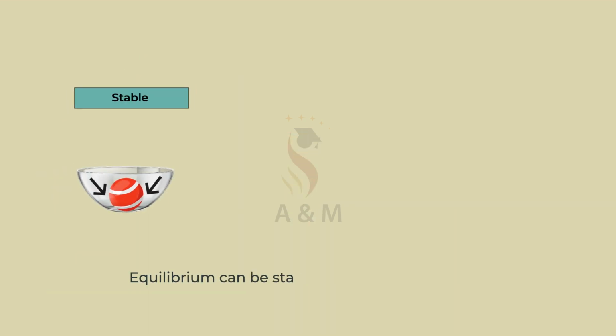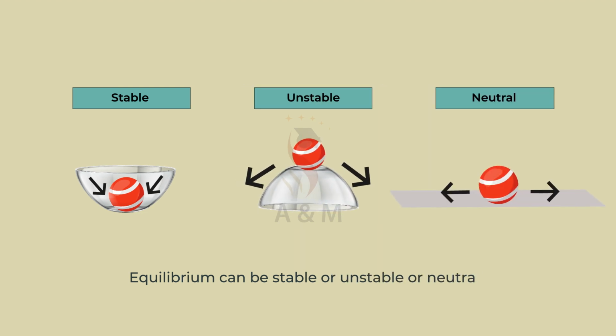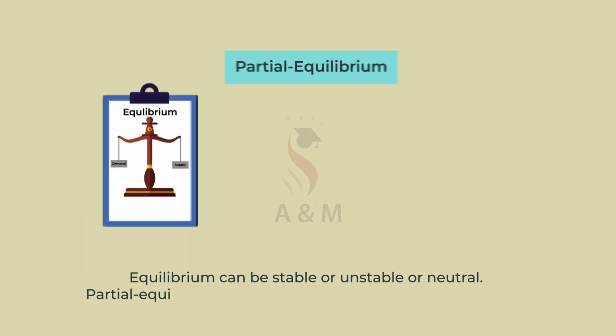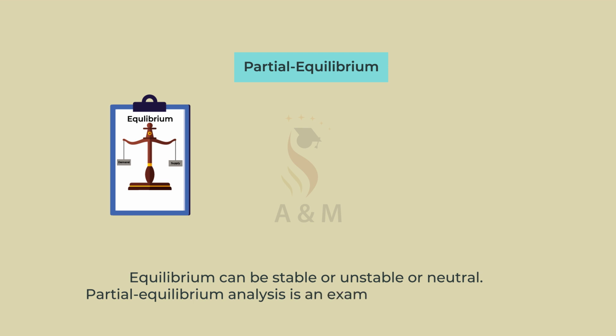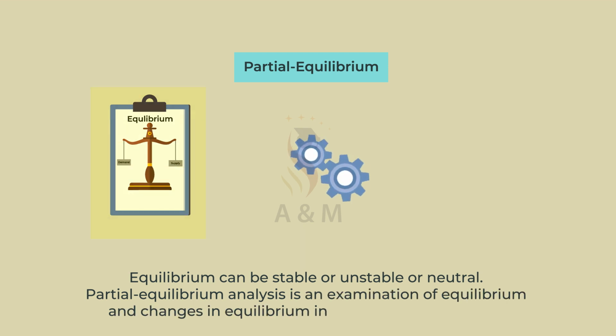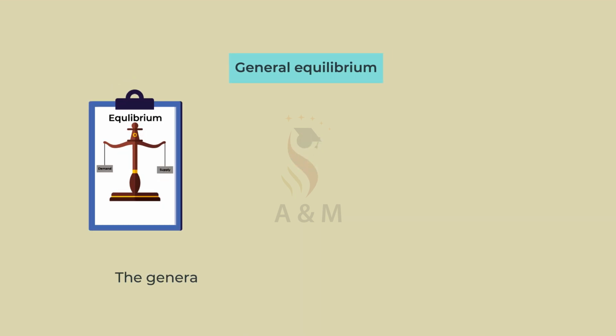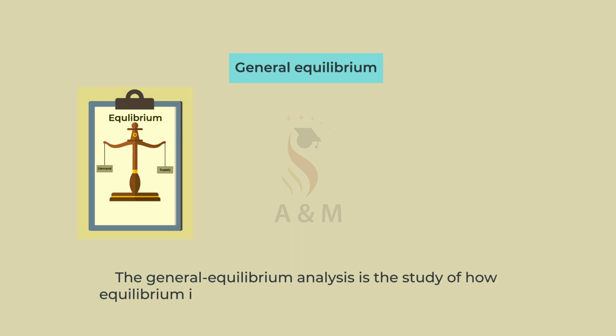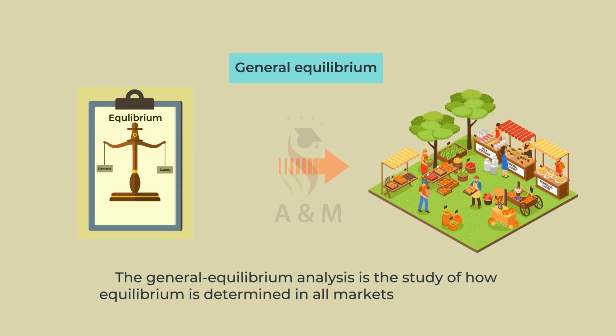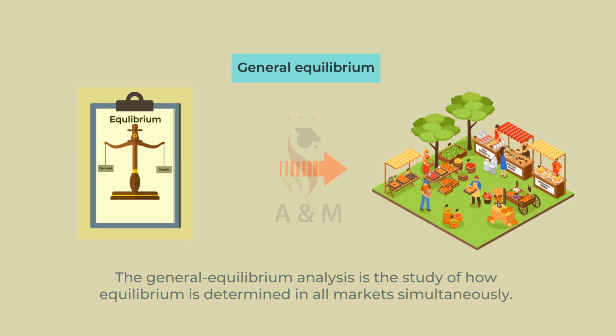Equilibrium can be stable, unstable, or neutral. Partial equilibrium analysis is an examination of equilibrium and changes in equilibrium in one market in isolation. The general equilibrium analysis is the study of how equilibrium is determined in all markets simultaneously.